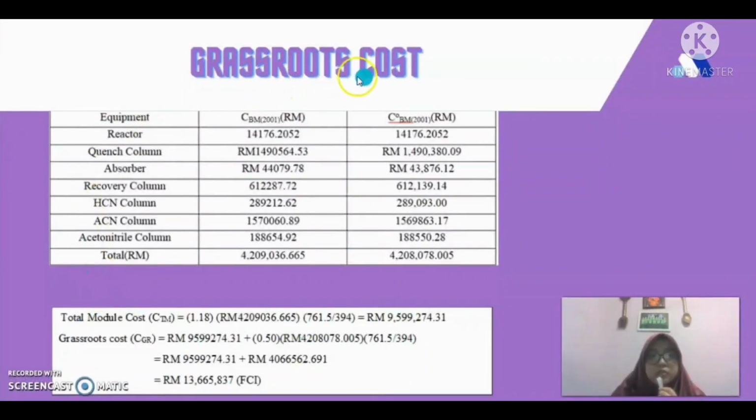Next is the grassroots cost, and this is the result for the bare module cost in 2001 that we will use for the calculation of the total module cost and the grassroots cost.